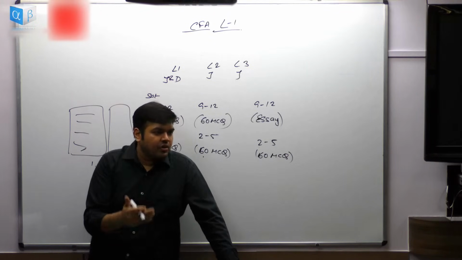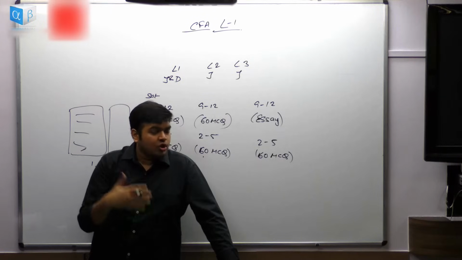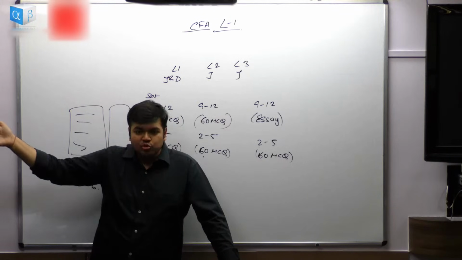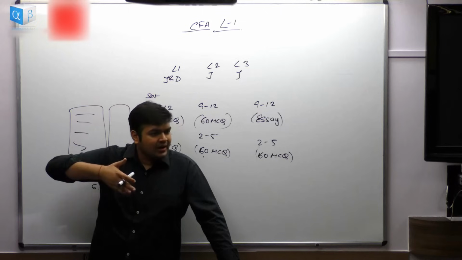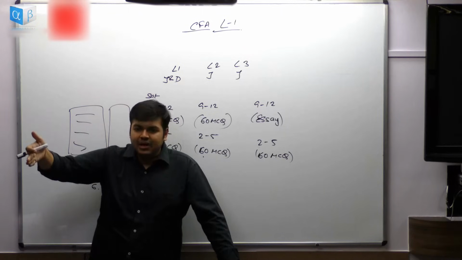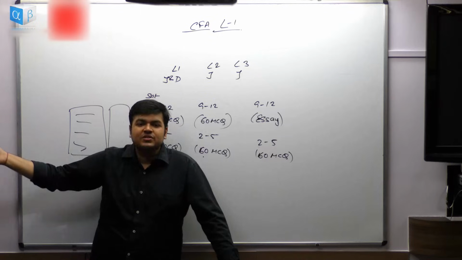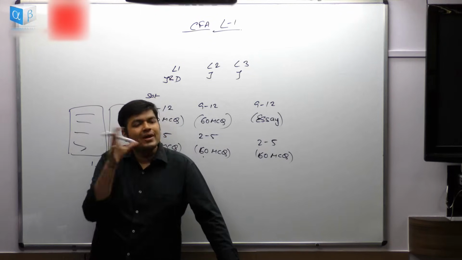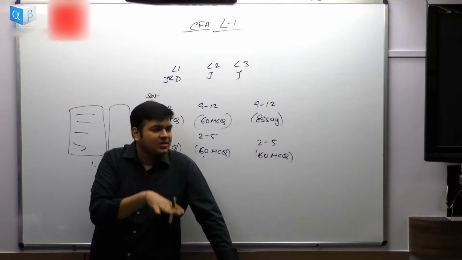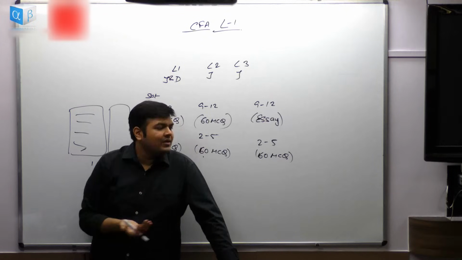Say, for example, if you clear level 1 in June, you will be able to register for level 2 in September, in the early deadline. But if you're giving the level 1 exam in December, in that case you will have to register for level 2 in the second deadline. So one exam automatically gets registered within the first deadline and the second one in the second deadline.